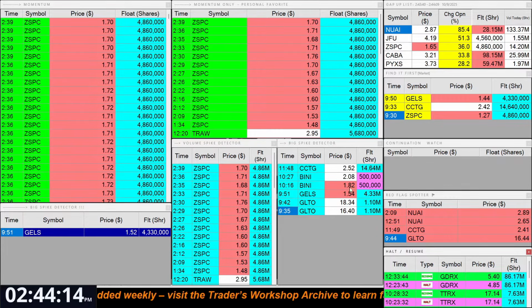Down below, we've got the halt and resume scanner. That is exactly what you think it is. It's going to show you stocks that are halting, when they halt, the time they halt, and the float size. And then from there, we're looking for when they resume. And so it will alert you and let you know. If it's a stock that halts up, it will let you know it is a stock that halted up.